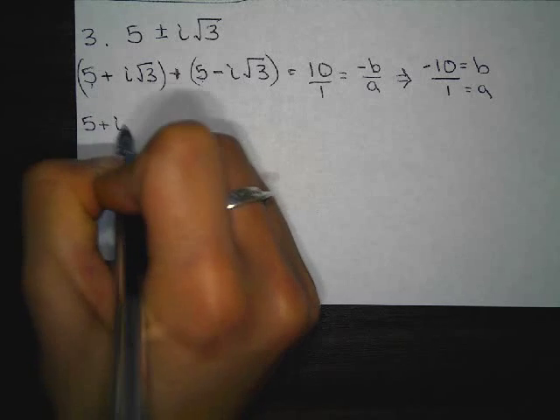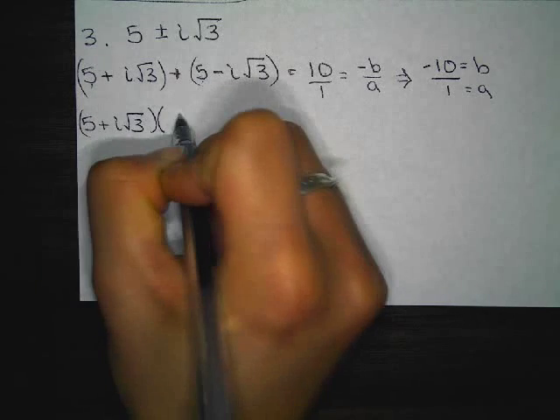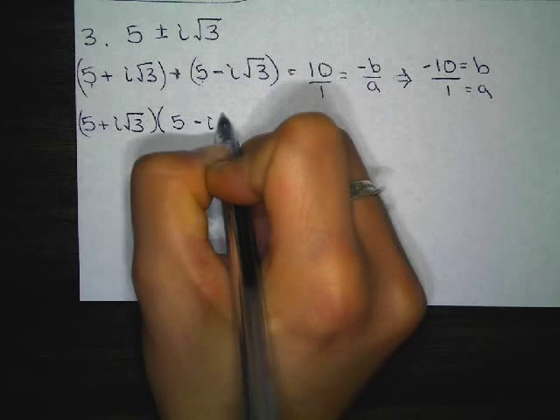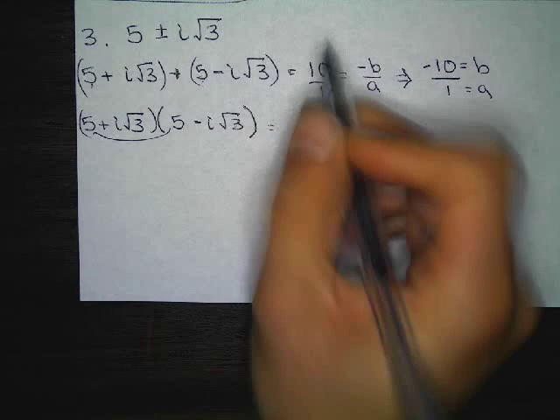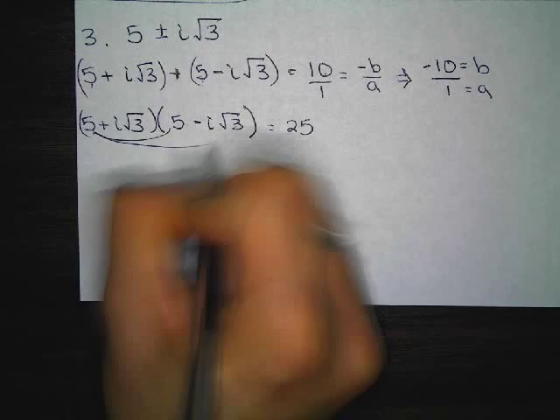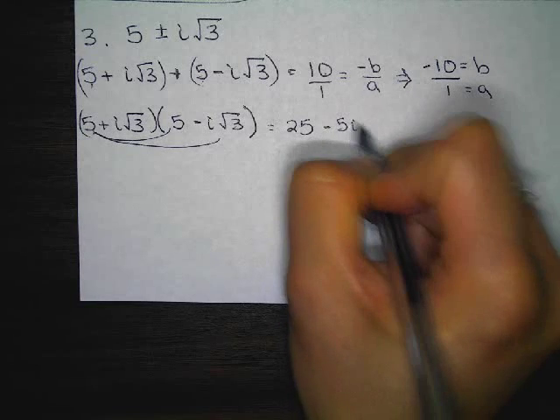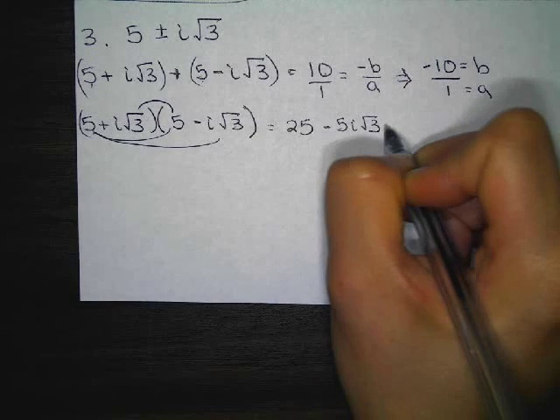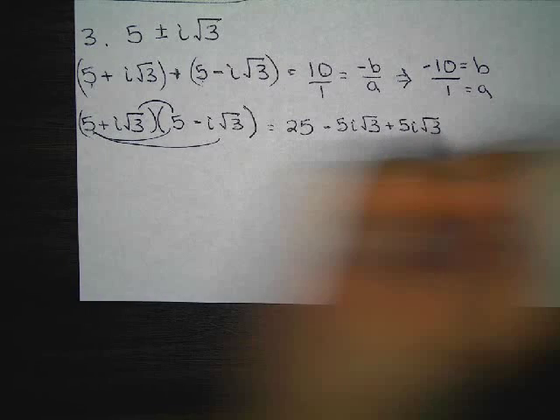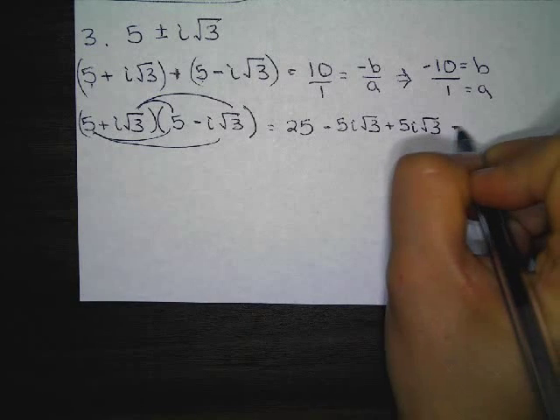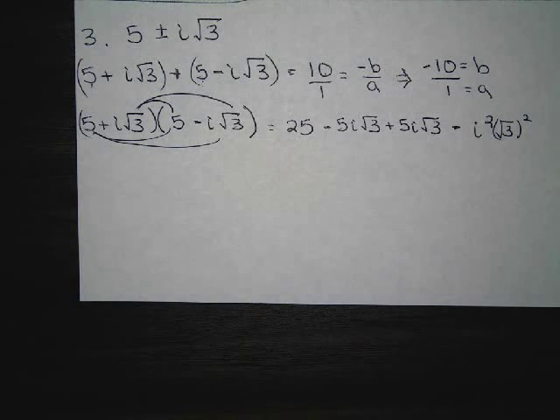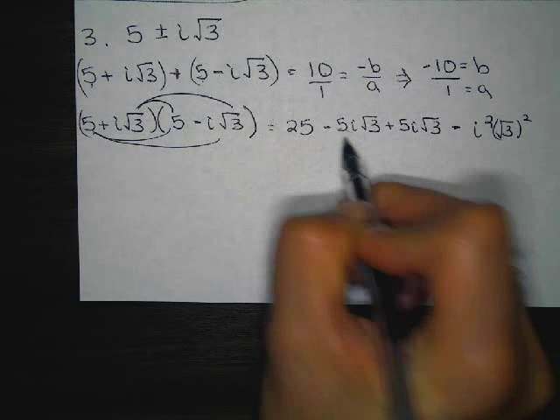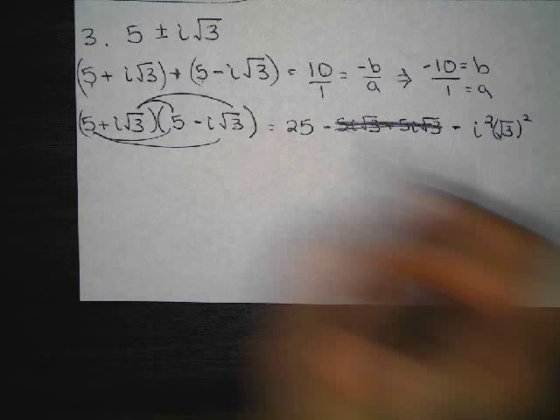Now we will multiply these roots. So we have 5 plus i square root of 3 times 5 minus i square root of 3. We'll distribute. 5 times 5 is 25. Then we have minus 5i square root of 3 plus 5i square root of 3. And this last term gives you minus i squared square root of 3 squared. If we simplify that, this whole middle term disappears, becomes a 0.